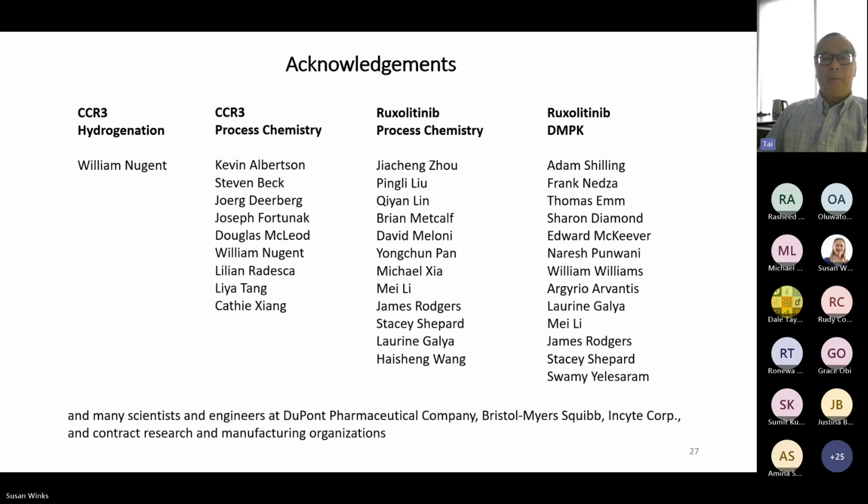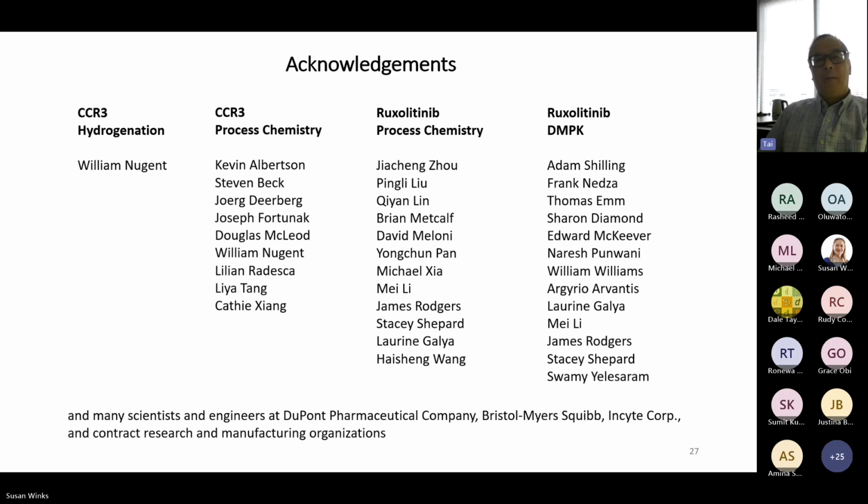He's a good friend and a mentor. I learned so much from him on asymmetric catalysis. The CCl3 process team and the ruxolitinib process team consist of organic chemists, a chemical engineer, an analytical chemist, and a solid state expert. They are shown here.